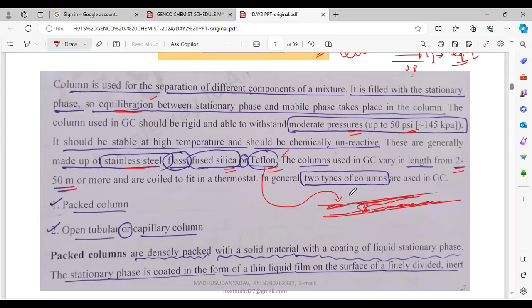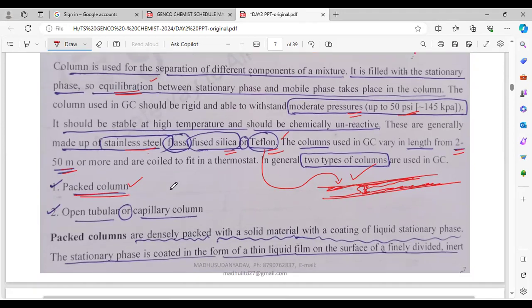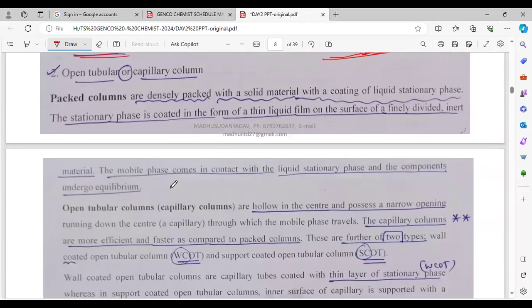So this column is again of two types: packed columns and open tubular or capillary columns. Okay, so let us discuss what is a packed column. There are two types of columns available for GC: packed column and open tubular column. It is also called capillary columns. Now, we'll discuss packed columns. They are densely packed with solid material.